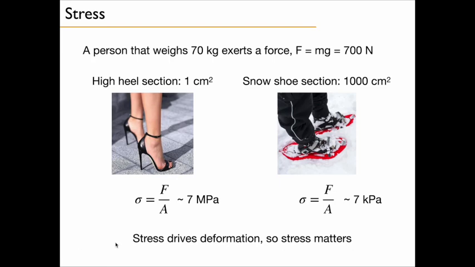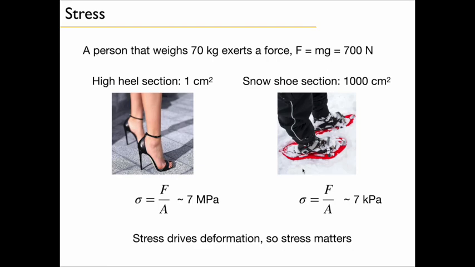So you can compute that stress here is 7 megapascal, just below the high heel. On the other hand, the stress exerted by the snowshoe is 7 kilopascal. So there is a factor 1000 difference between these two cases. And in one case, if the person would be walking with high heels on the snow, they would completely sink inside the snow, while with the snowshoes you can remain at the surface of it.